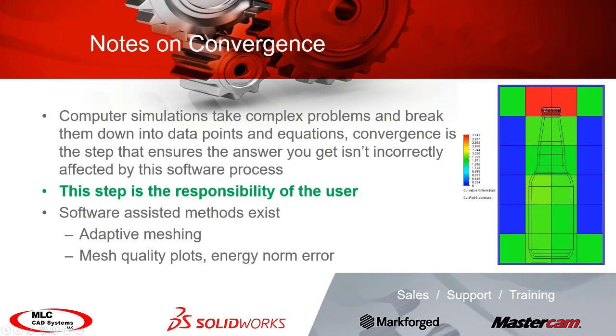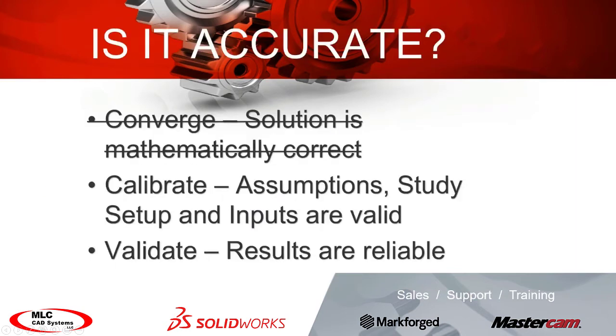There are some methods that exist to kind of help you with this. There's adaptive meshing techniques, especially in simulation. There's an H-adaptive and P-adaptive that automatically corrects for error based on the mesh size. You can also do mesh quality plots, energy norm error. This is a curvature criteria plot, and there's also some brick quality plots that you can do in flow simulation that are really going to help you out with a very quick check to say, yeah, that looks good, or no, I'm concerned in this area about accuracy.